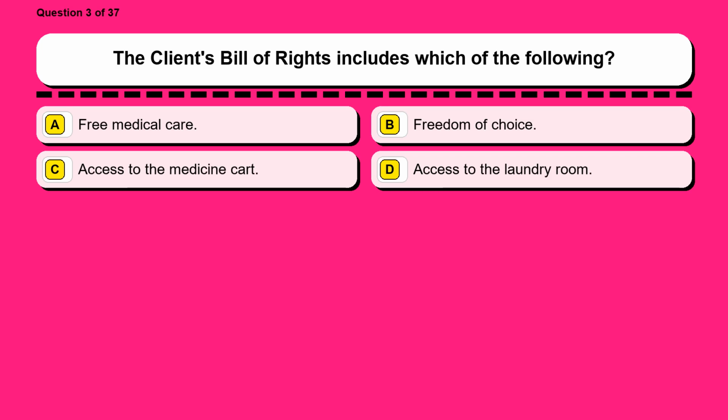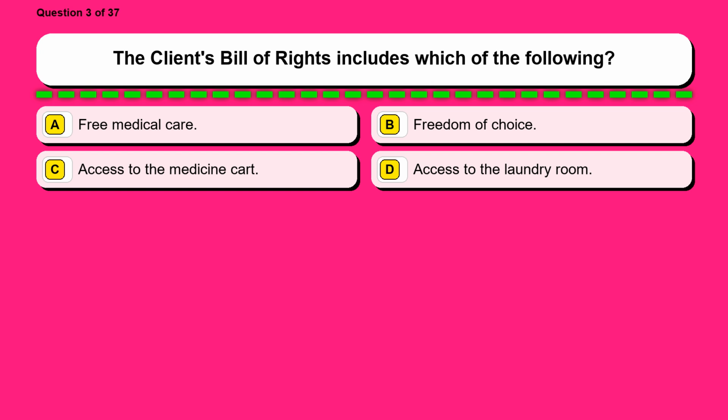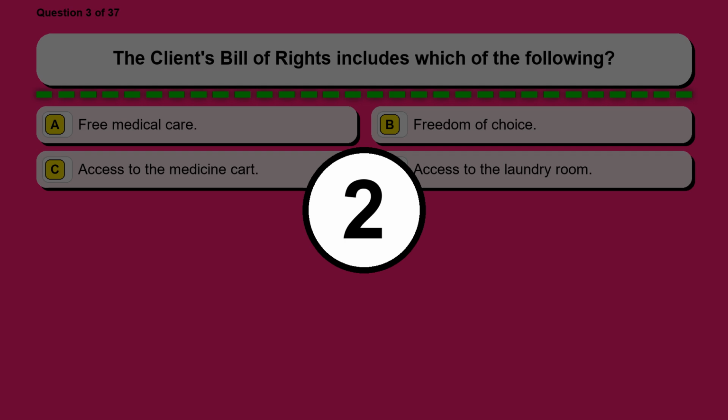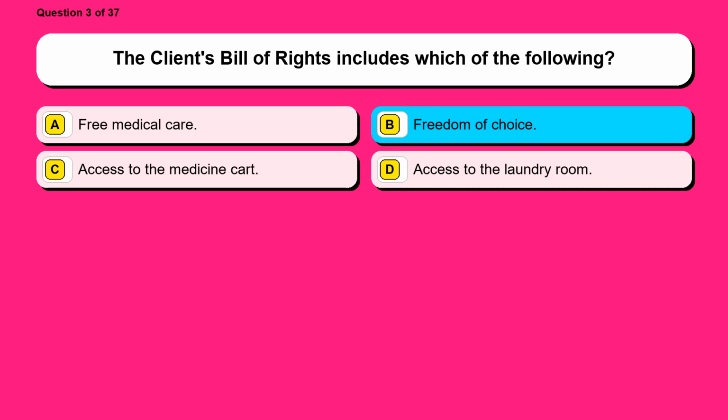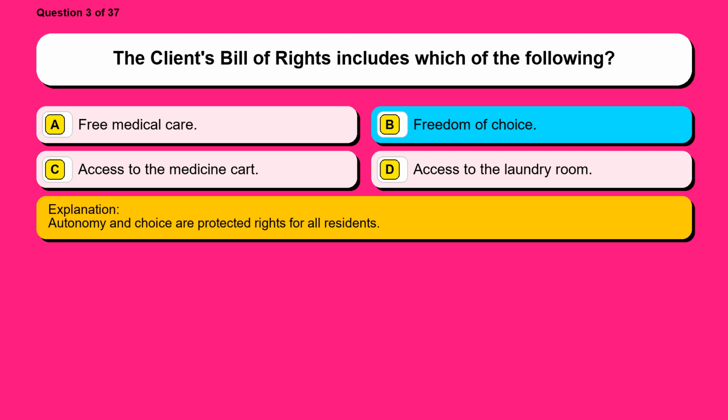Question 3. The client's Bill of Rights includes which of the following? Option A. Free medical care. Option B. A freedom of choice. Option C. Access to the medicine cart. Option D. Access to the laundry room. The correct answer is option B. Freedom of choice. Autonomy and choice are protected rights for all residents.